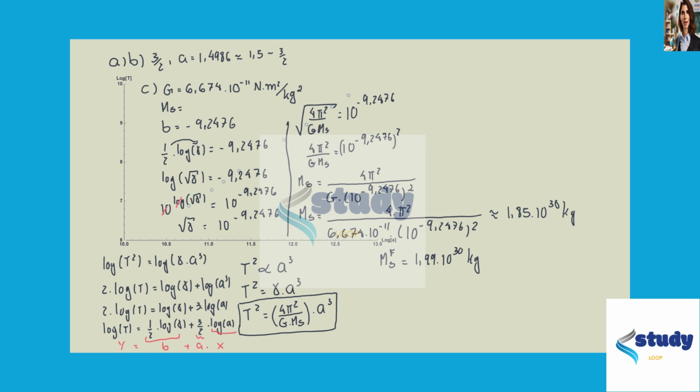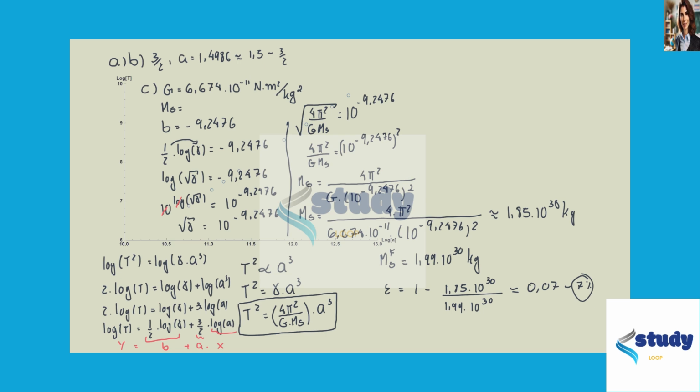Now for the margin of error, we can do the following. The error, let me call this epsilon, is equal to 1 minus 1.85 times 10 to the 30 divided by 1.99 times 10 to the 30. This results in an error of approximately 0.07 or 7%. So our result has a good agreement with the reference value.